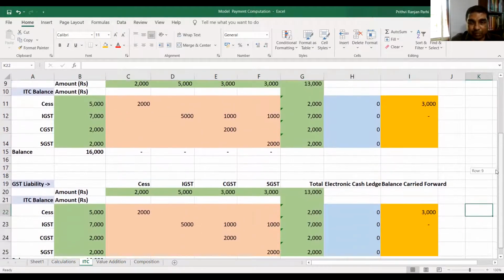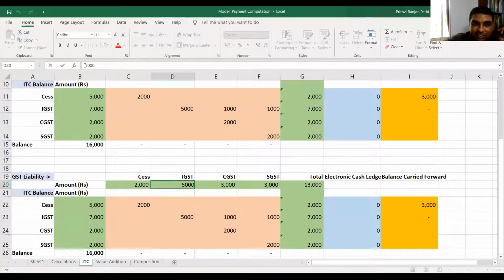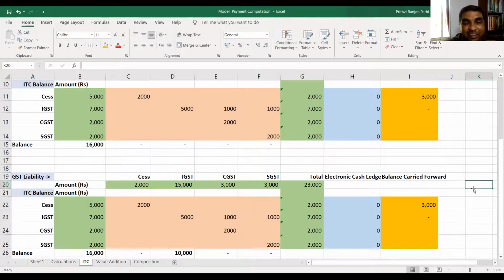First part is over. Should I move to the second part? Yes or no? Yes, sir. Okay. Now you see, suppose the GST liability I am keeping the same. This IGST liability, instead of 5,000, I am making it 15,000. All other things are the same. Are you seeing it? What I am doing? I am using IGST liability 15,000. No, not 15,000. Let us make it 9,000. Let us make it 11,000.